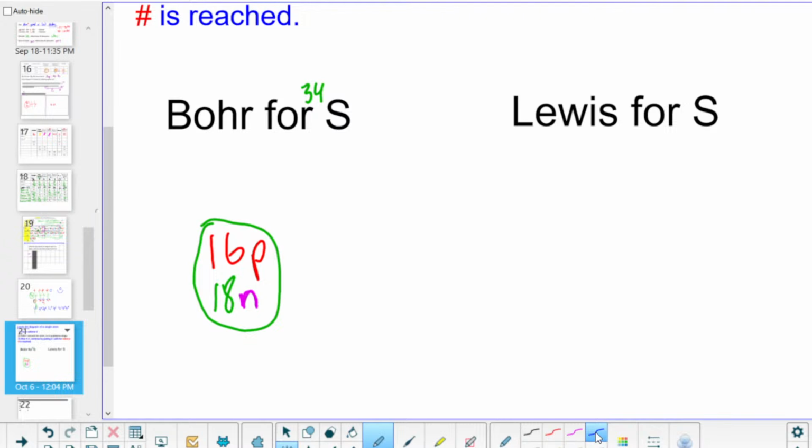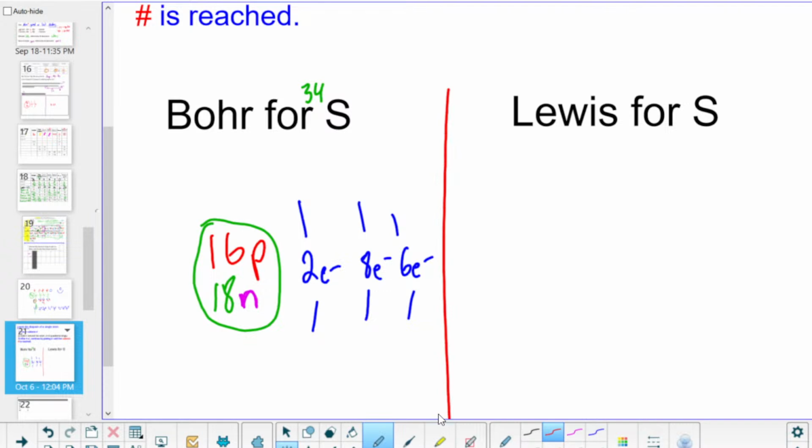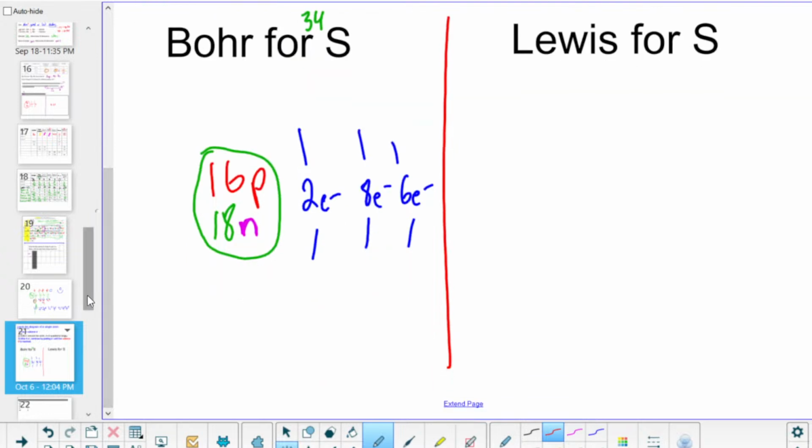Hugo, number of electrons. 2, 8, and 6. 16 electrons. So everybody should have something like this. And now I'm going to show you how this is transformed into the Lewis dot diagram. Hang on to your seats.